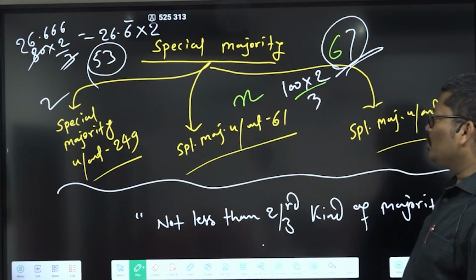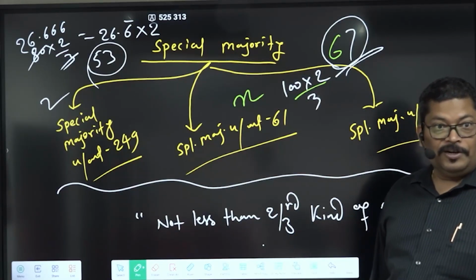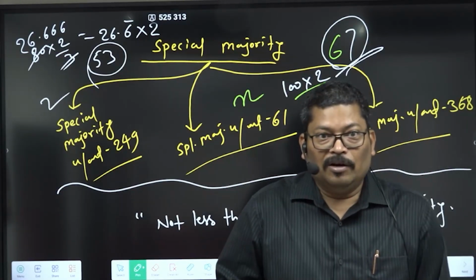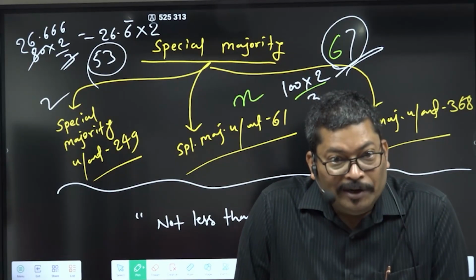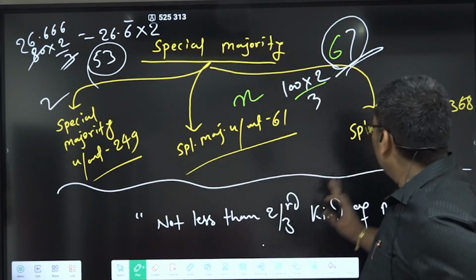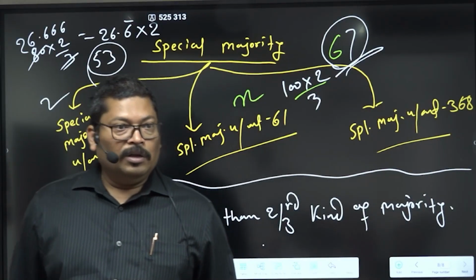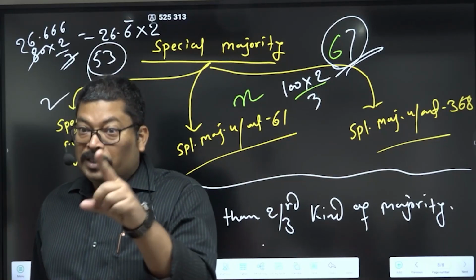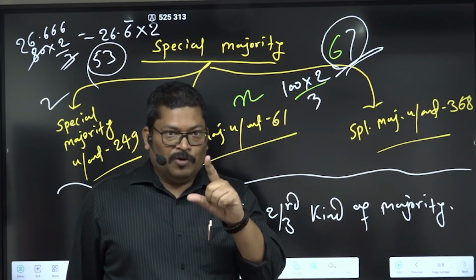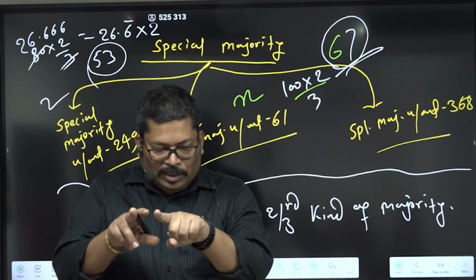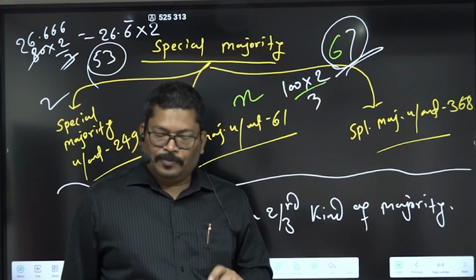So 67. Now, a special majority under Article 368. Remember, it's a unique kind of special majority. It is basically a mixed kind of majority. So, in order to find out a special majority under Article 368, first of all, it is needed to find out a special majority under Article 249. A special majority under Article 249, first thing, means there should be a figure like not less than two-thirds of present and voting.